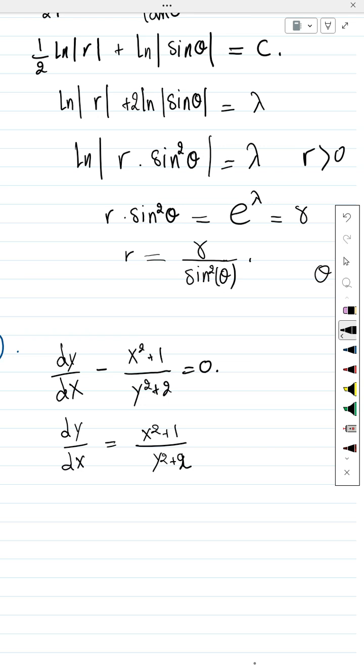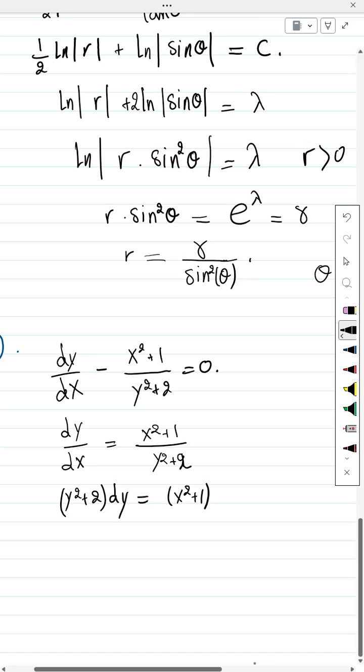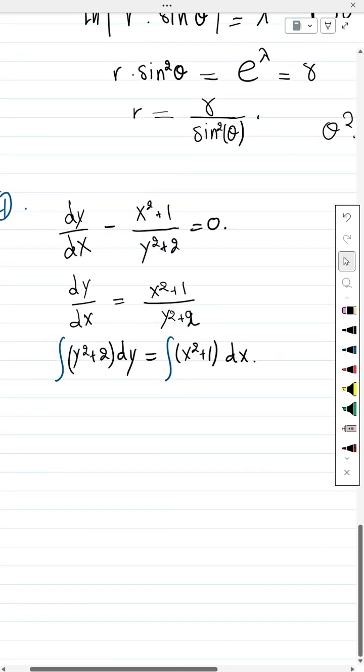We will get y squared plus 2 dy is equal to x squared plus 1 dx. By integrating both sides, we will get our solution. We will get 1 over 3 y to the power of 3 plus 2y plus c. We can keep it aside. And here it's going to be 1 over 3x to the power of 3 plus x plus c. And this is going to be our solution.